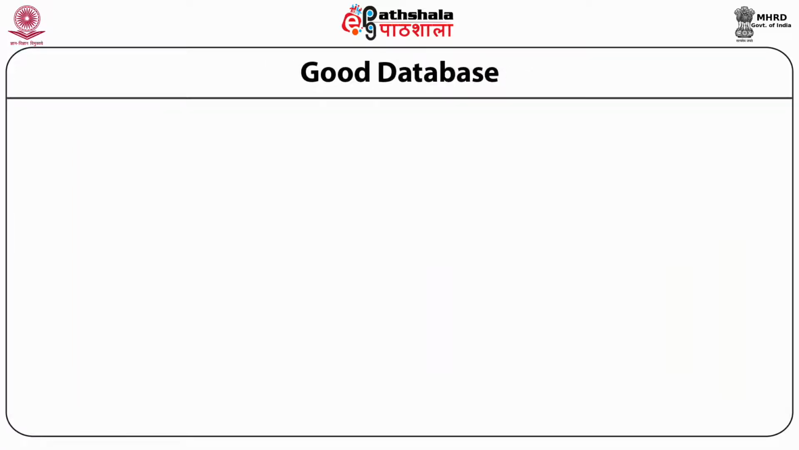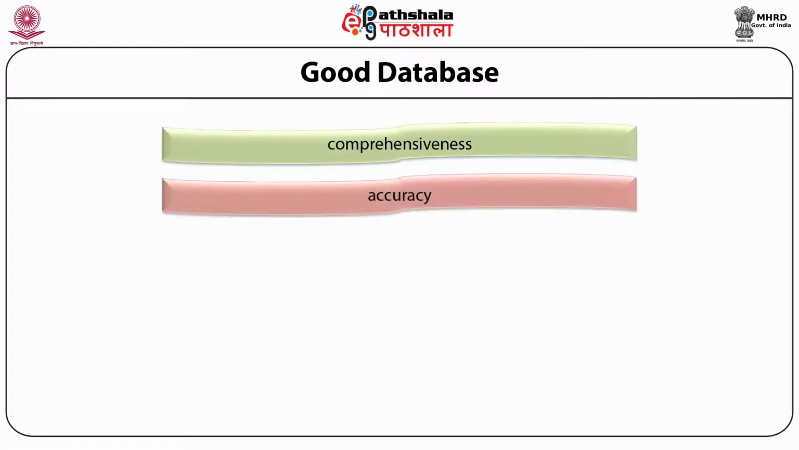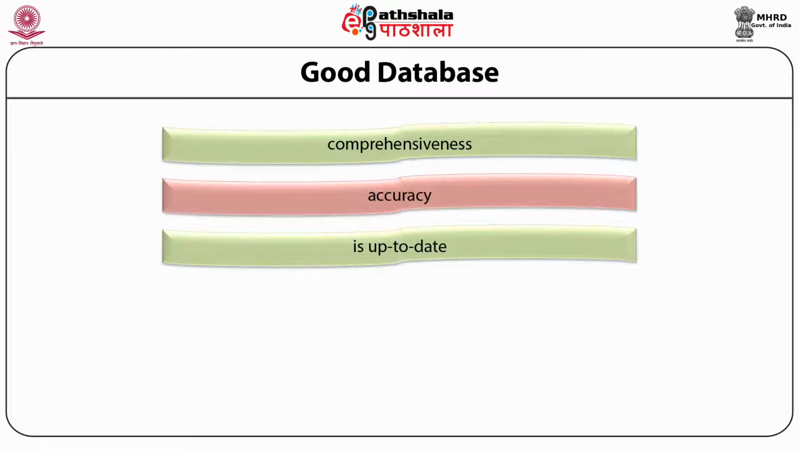Now we discuss what are the qualities of a good database. The first is that it should be comprehensive, easily understood by any layman. The second quality is accuracy, meaning it doesn't have much redundancy or any problems, so it is free from all problems. It should be provided in an accurate form, and of course it should be up to date, meaning all new information is added day to day, and the database should be updated from time to time.